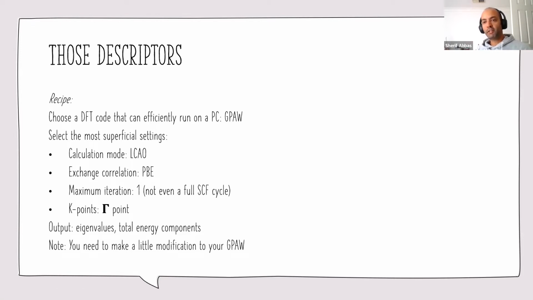For the sake of ROSA, we are going to be using GPO at a very minimal level of theory, and also we'll have to modify GPO so that it can be comfortable performing only one iteration of the SCF cycle. This requires a very slight modification of GPO, which is actually available on the GitHub for ROSA. So the output of this procedure is the eigenvalues and the components of total energy. We take those as descriptors, as simple as that.